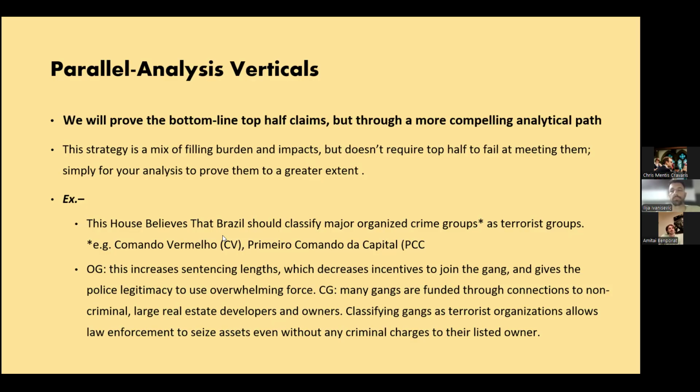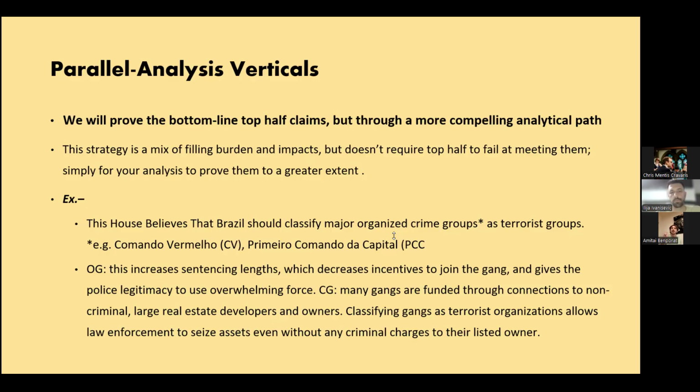So in terms of the last part and type of vertical we'll talk about, for lack of a better name, let's call it parallel analysis verticals. The function of these extensions is that they often are a mix of filling burdens and impacts, in the sense that you should use them in cases where your top half has done a shallow job, but has done a shallow job across the important areas to talk about. So they've filled a lot of the burdens that they're talking about or provided a few shallow mechs and have some hint at an impact.